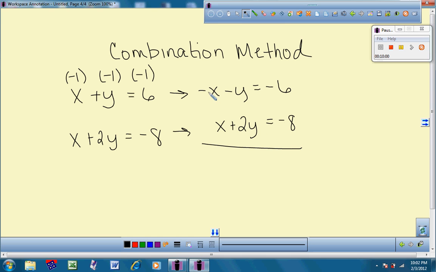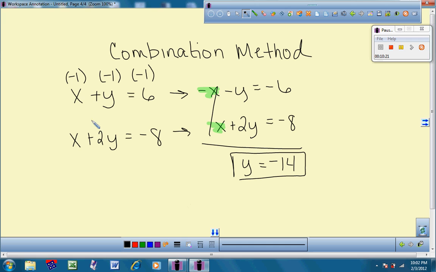Alright, now you can see I have a negative x and I have a positive x, so I can go ahead and cancel those. That will give you 0. Negative y plus 2y is just 1y, and a negative 6 and a negative 8 is a negative 14. Half our work is done.